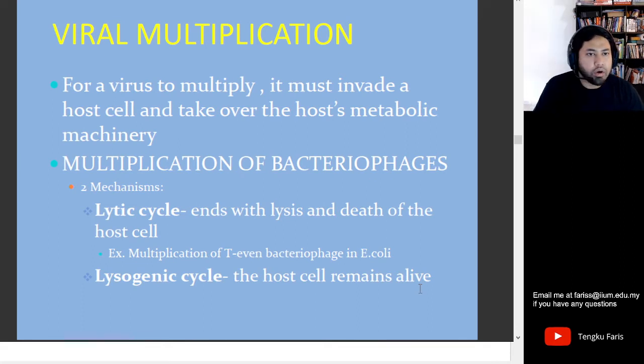Now we have moved on to multiplication, on how the virus can multiply or replicate inside the host system, for example, inside our body. How the virus attacks our body system and how our body system reacts to this attack. For a virus to multiply, they must invade the host cells and then take over the host metabolic machinery. They must hijack our system. If they are not strong enough, it means that they can easily be eliminated.